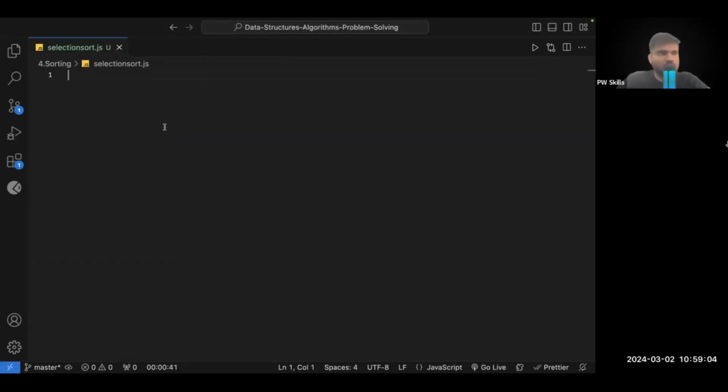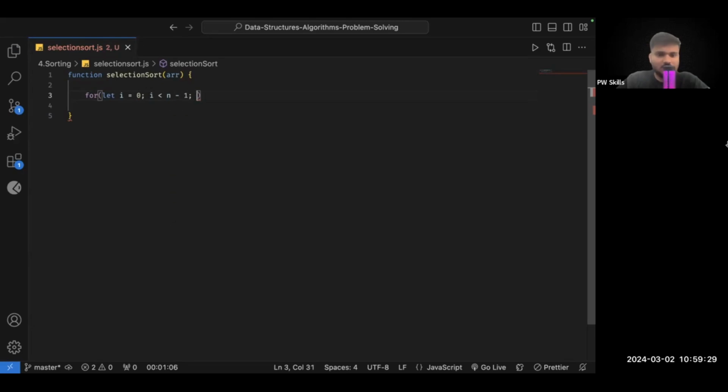What I'm going to do is write a function, selection sort. It is going to take an array. Let's say this is the input array. Now, what we have to do is say for let i = 0; i < n - 1; i++.